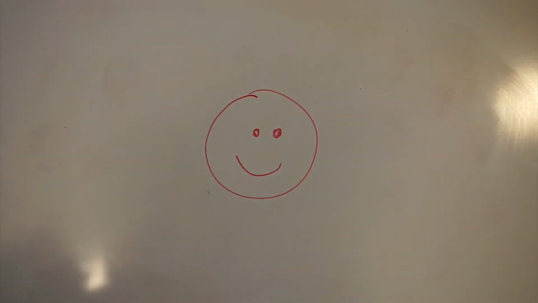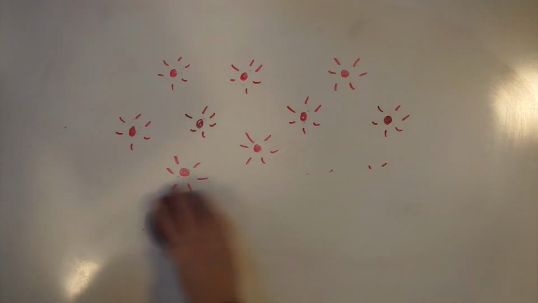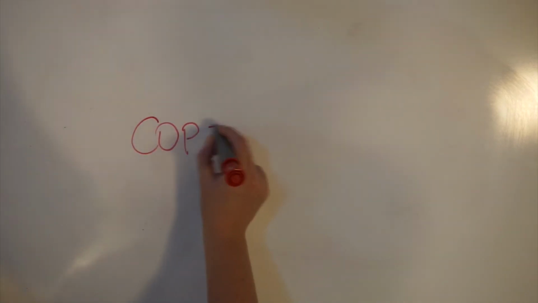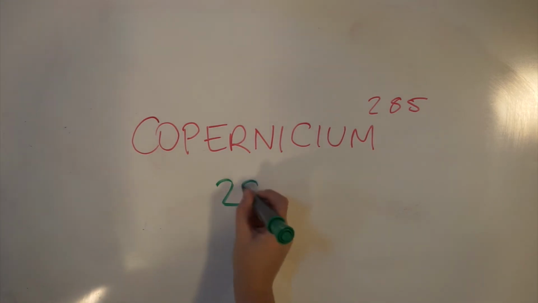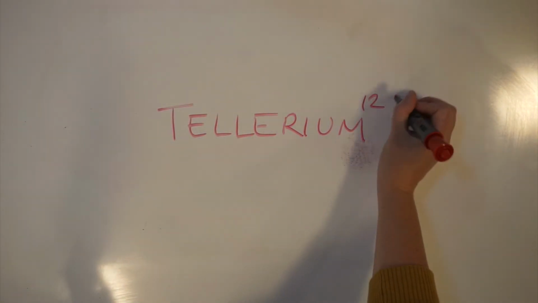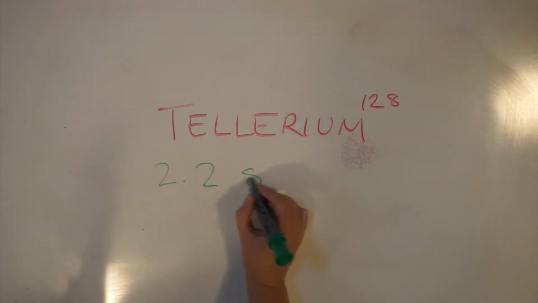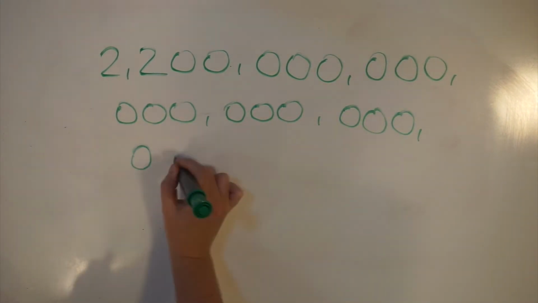These half-lives are really important for knowing how long it can take for radiation to decay and die off in the material. Some of them are really, really long and some are super short. The shortest half-life is copernicium-285, with a half-life of just 29 seconds. And the longest is tellurium-128, with a half-life of 2.2 sextillion years. That's this many. That's longer than scientists think the sun will exist.